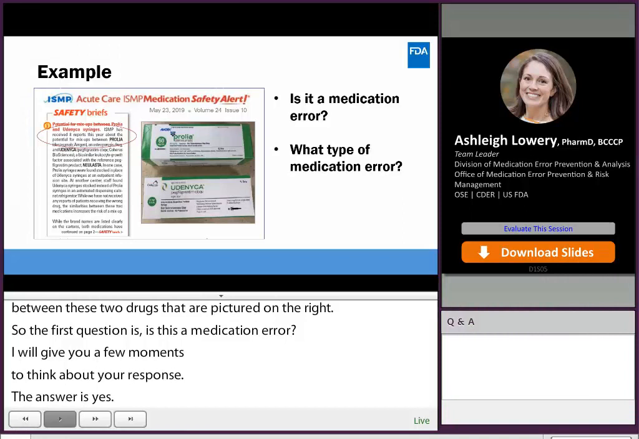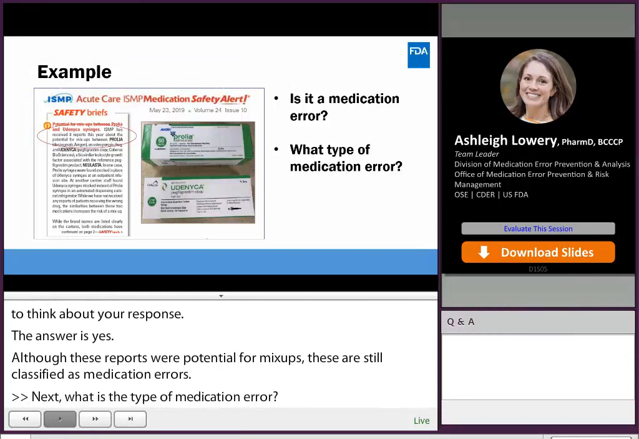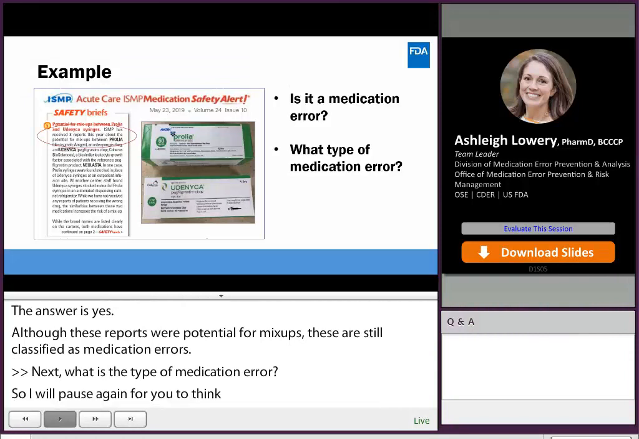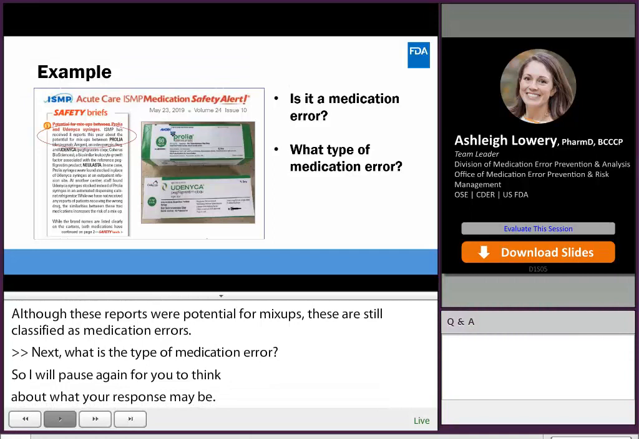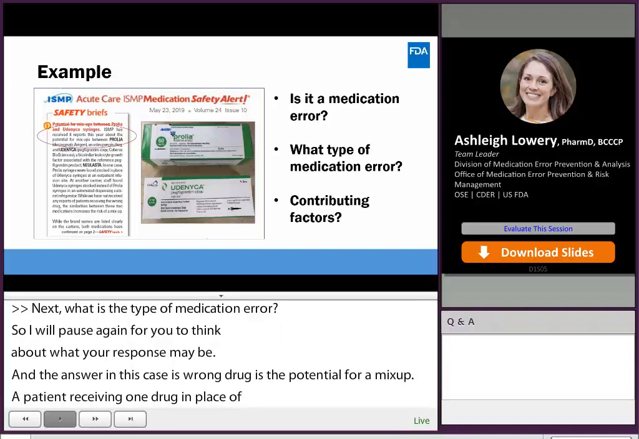Next, what is the type of medication error? So I'll pause again for you to think about what your response may be. And the answer in this case is wrong drug, the potential for a mix-up, a patient receiving Prolia in place of Udenyca or receiving Udenyca in place of Prolia. And the last question is, what are potential contributing factors that you can identify for these wrong drug medication errors? So I'll pause once more.